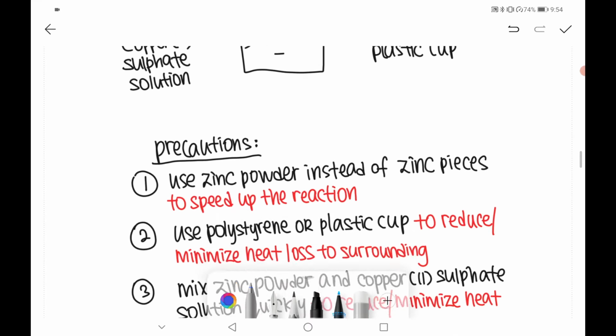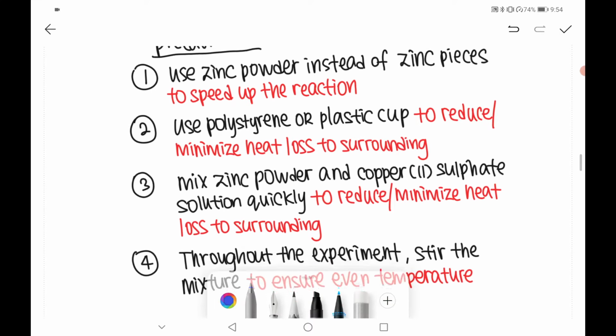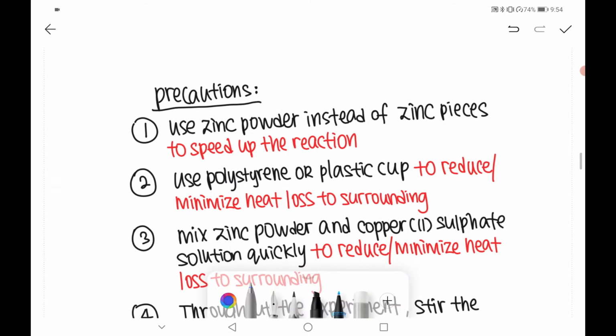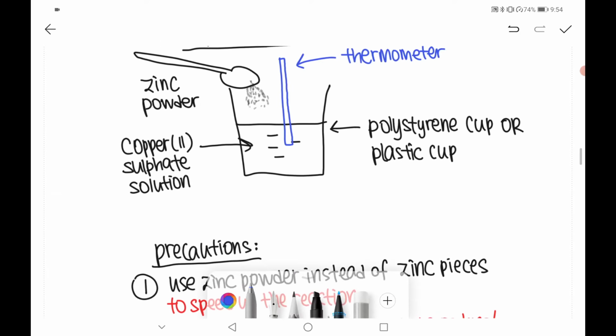Okay, so here you must understand these four concepts. First, why do we use zinc powder? Why do we use zinc in powder form? Why not put one whole piece of zinc? Or why not a bigger granule of zinc? Why do you have to use zinc powder?